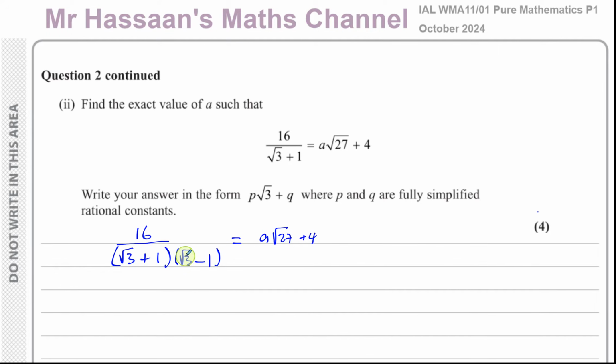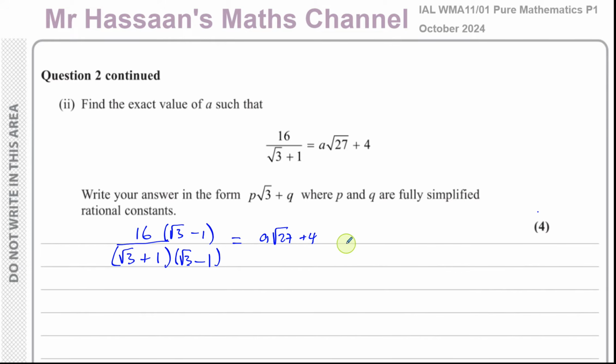When you multiply root 3 by root 3, it becomes 3. You multiply 1 by minus 1, becomes a minus 1. You won't have any root 3 term. All the root terms were gone. You would have rationalized the denominator, made it into a rational number, the denominator. But what you do to the denominator, you must do the same thing to the numerator. So I must also multiply this by root 3 minus 1 as well.